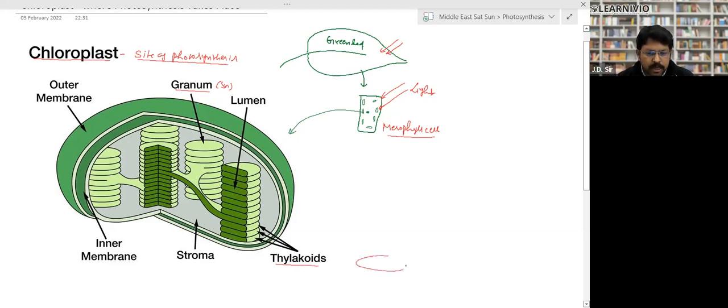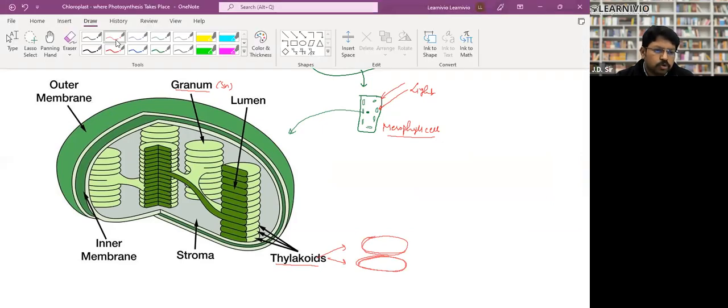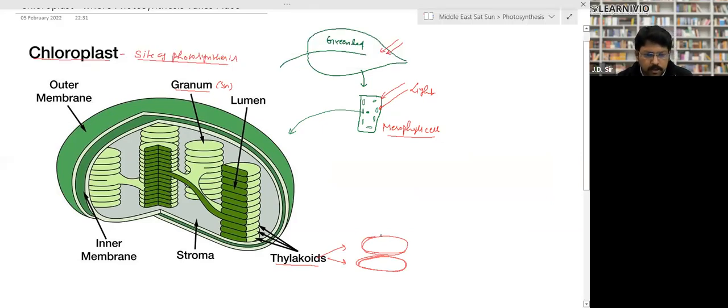This is one thylakoid, and above it, this is another thylakoid. So these structures are called thylakoid, right? In the thylakoid there is a special kind of molecule. Those molecules are found in the thylakoid membrane. In the thylakoid membrane, there are special molecules which are responsible for photosynthesis, and they are called chlorophyll. So the thylakoid membrane has chlorophyll molecules, right?